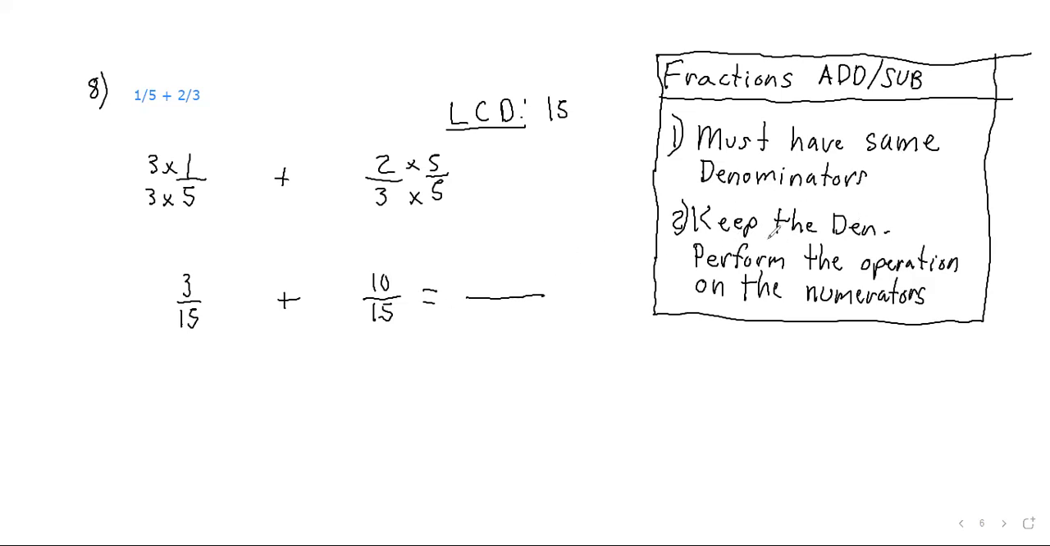So second step says keep the denominator in the answer, right? So whatever denominator we have in the fractions, we're going to keep that in our answer. It's going to be 15, and then perform the operation on the numerators. Why did I say perform the operation? Because this rule works for both addition and subtraction. So if it's addition, like it is now, we're going to add. If it was subtraction, we would have subtracted. But we have addition, so we're going to add. So 3 plus 10 is going to give us 13, and this is our answer.